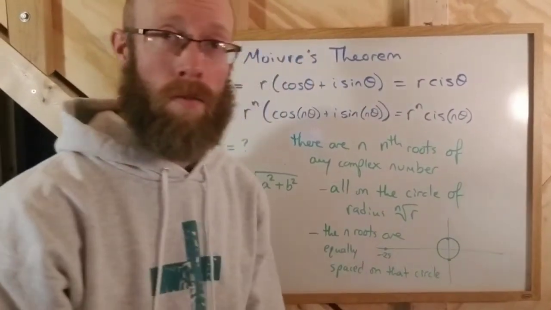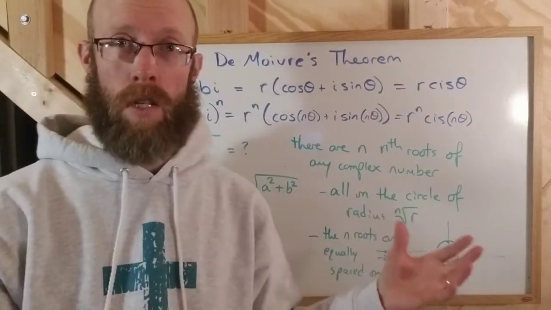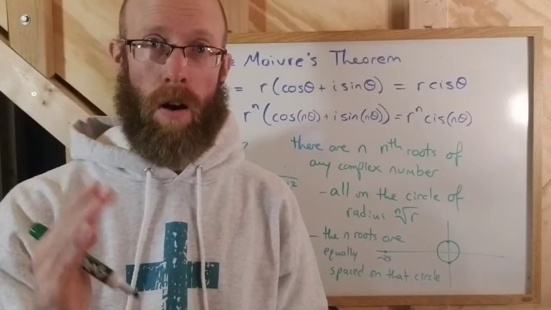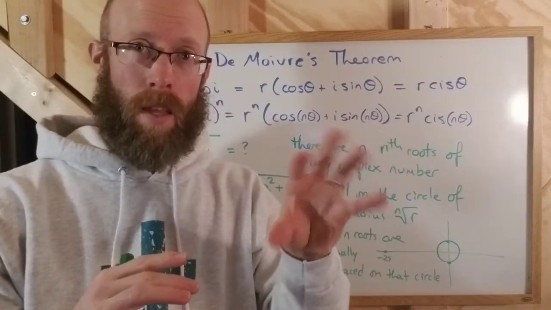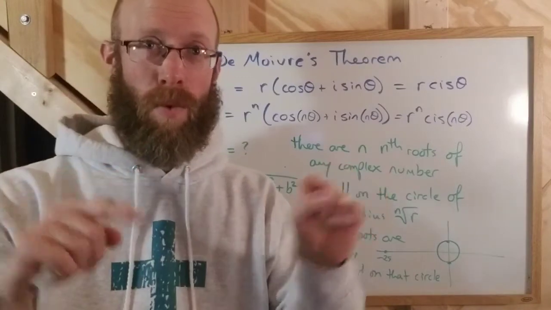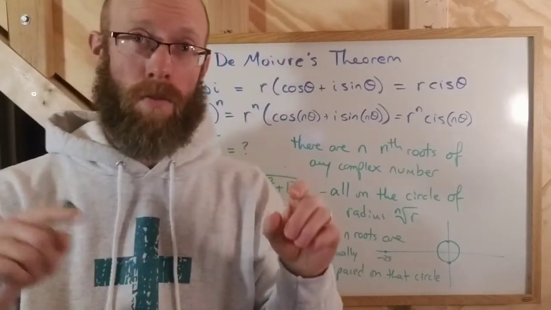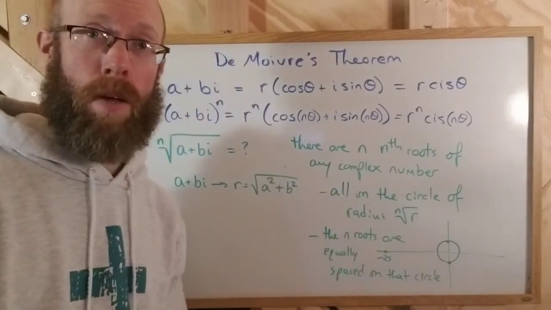So if you were looking for fourth roots, for instance, you'd have 4 of them, and they'd be equally spaced on that circle. They'd be 90 degrees apart. Now they might be twisted a little bit. They may not be perfectly north, south, east, west. They may be on an angle, but they're still going to be 90 degrees apart from each other. So they'll be equally spaced around the circle.